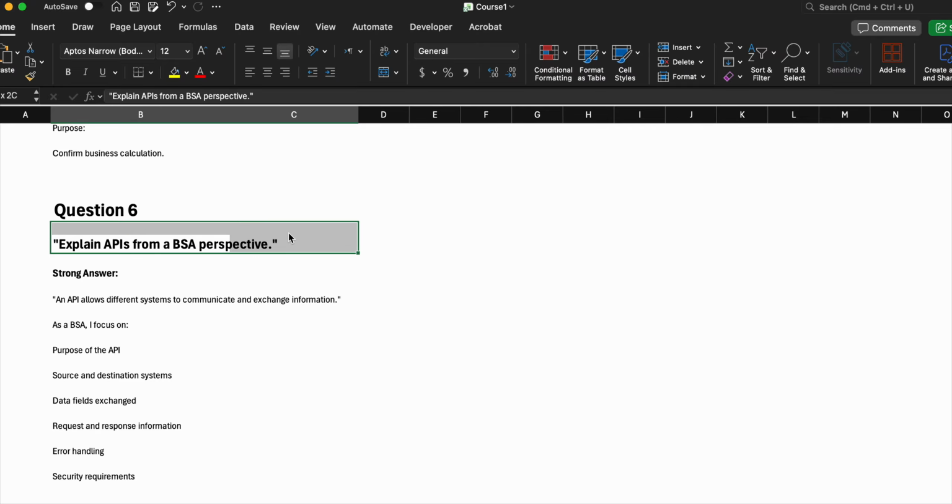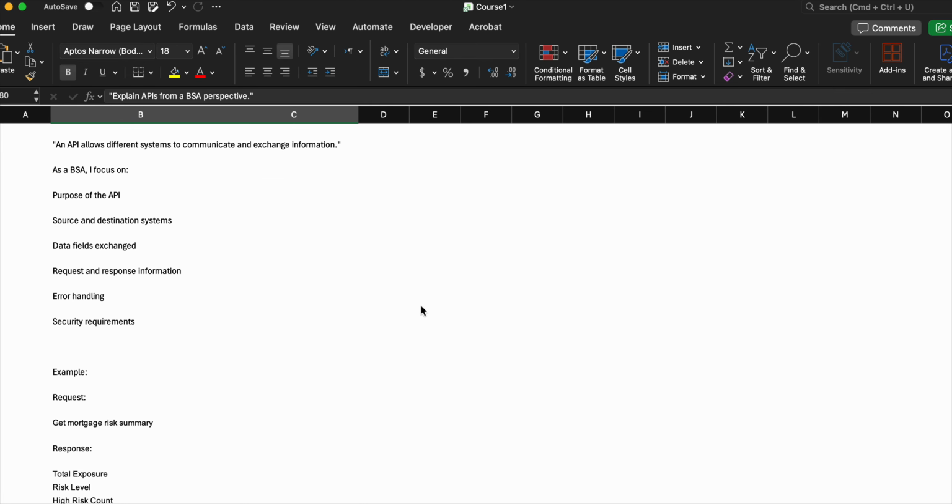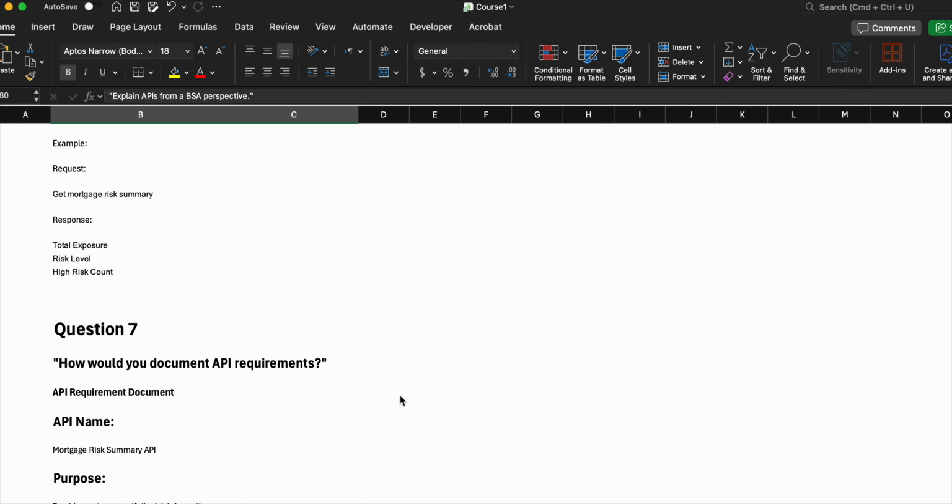So API integration. An API is nothing but a data carrier, right? There is a request, what data fields you need, and a response structure, what data we are returning. If you understand those two, you can answer.